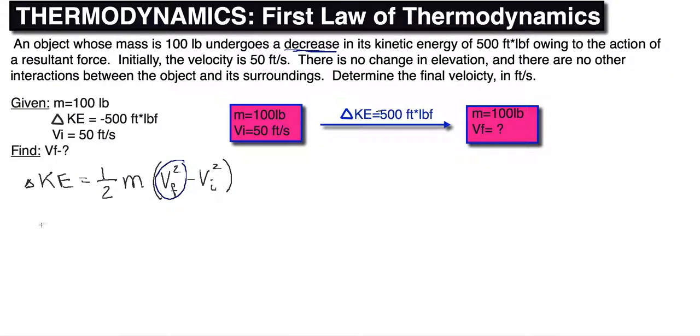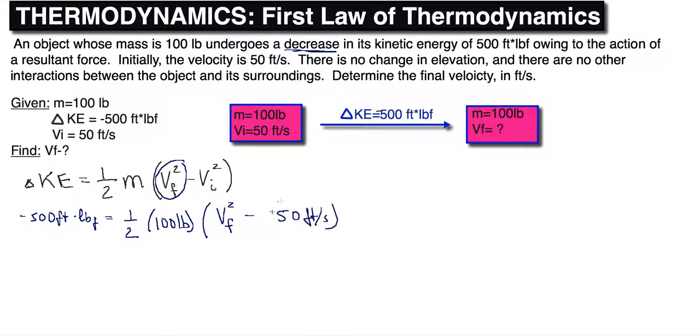So for delta KE, we've got minus 500 feet times pound force equals 1/2. Mass is 100 pounds, so we put 100 pounds here, times Vf squared. Vf is what we're going to have to find, so we're just going to leave it like that, minus 50 feet per second, squared.